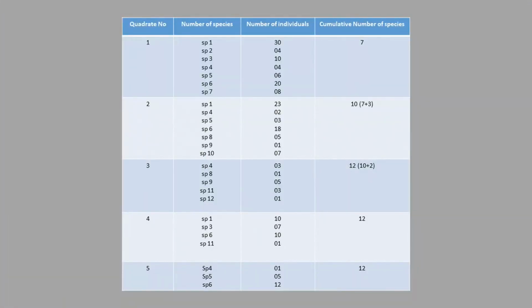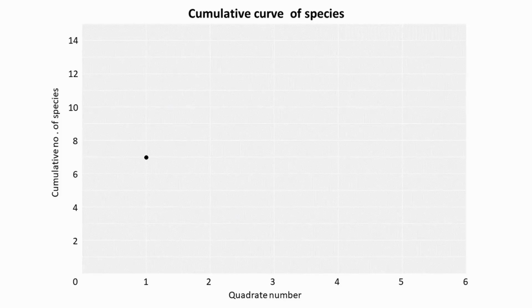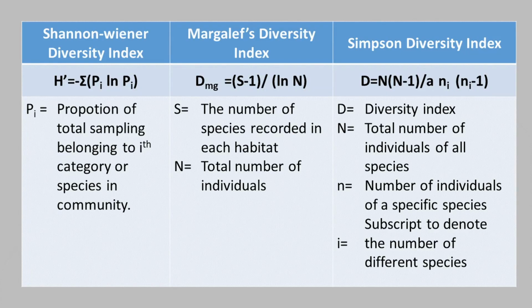To assume that we have identified and recorded all the species in that area, we have to plot a graph of quadrat versus cumulative number of species, which shows that the cumulative number of species curve has reached a static status. To study the diversity of a habitat, we have many diversity indices such as the Shannon-Wiener diversity index, Margalef's diversity index, and Simpson diversity index.